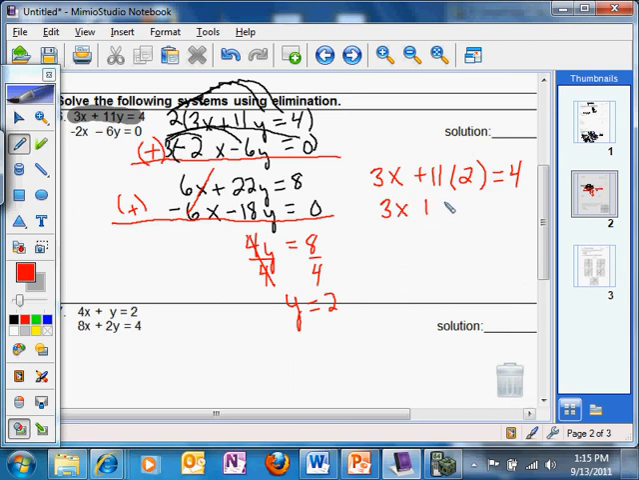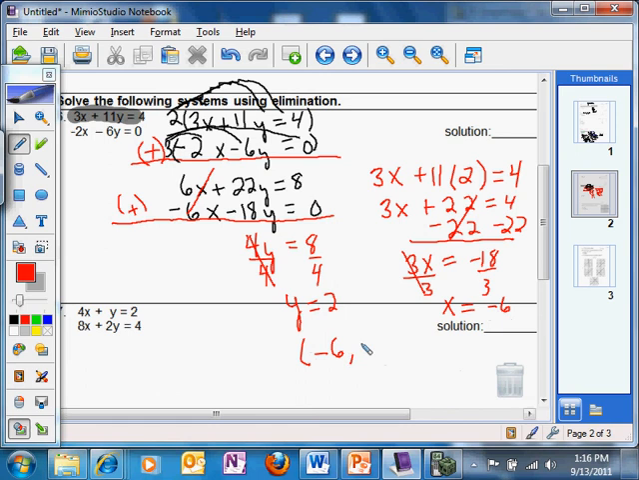3x plus 22 equals 4. Subtract 22 from each side. 3x equals negative 18, divided by 3. And I get that x equals negative 6. So my solution is negative 6 comma positive 2.